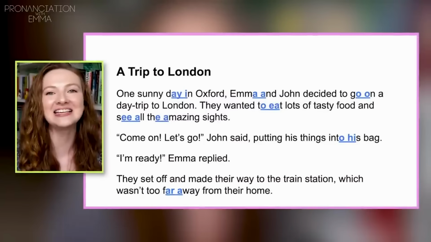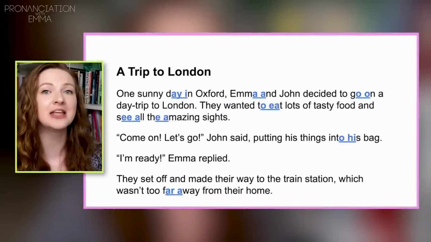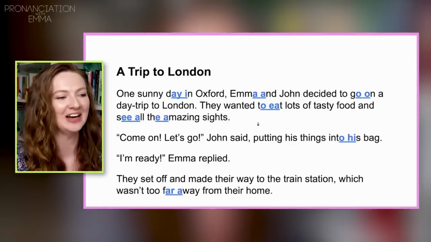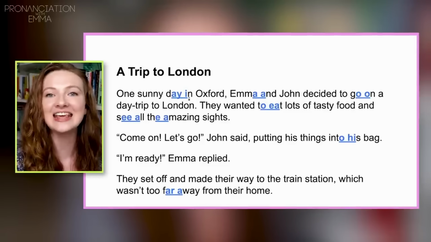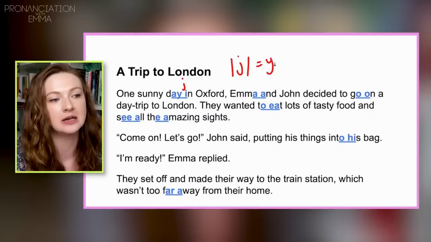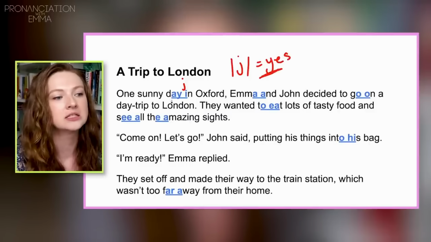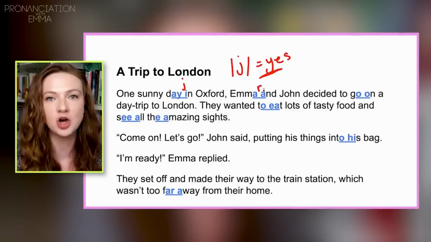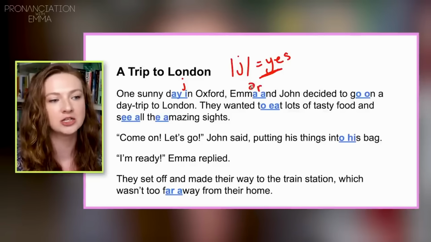Now we're going to analyse this story together, and I will explain the rules as I go along. So let's start with the first sentence. We have one sunny day in Oxford. We're going to link this with a y sound. So the symbol we're using is this. It's the same y as in yes. Y, y, y. Sunny day in Oxford. Emma and John. We're going to link these with an r.